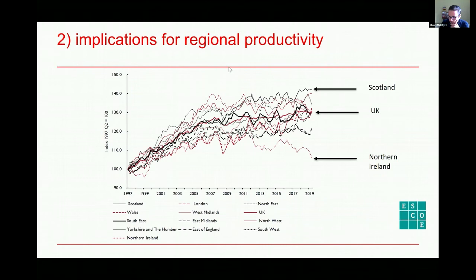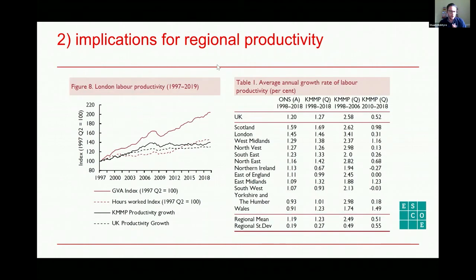Now, conscious slightly of time, I won't talk through all these results, but one of the things that, of course, if we're constructing an output per hour worked series, there's two components of that. The first is output, quarterly output, and the second is quarterly hours worked. And so what we can do, and we do this in the paper for the different regions, is plot the components here to try and understand what's happening.